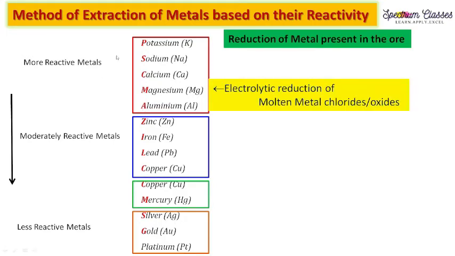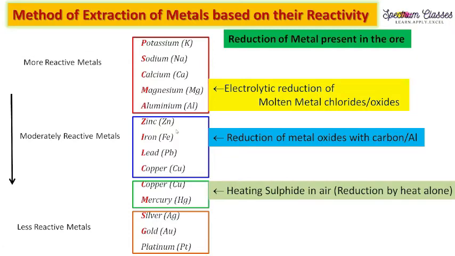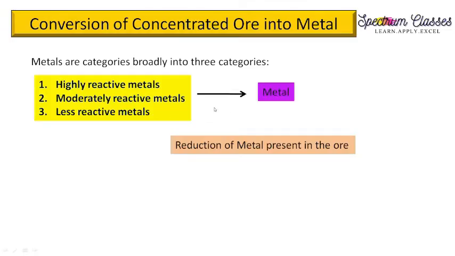These more reactive metals have high affinity towards oxygen as well as chlorine. So these metals can't be reduced by other elements. Their electrolytic reduction is done to convert their metal oxides and metal chlorides from their molten state to pure metal. Whereas for moderately reactive metals, the reduction of metal oxides is done by carbon or aluminium as reducing agents. Why it is so, I will tell you.